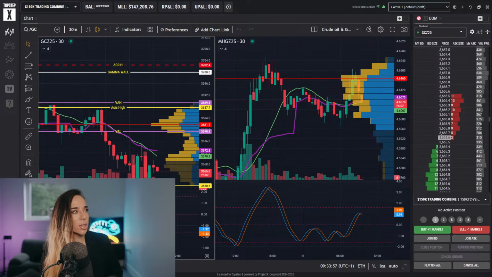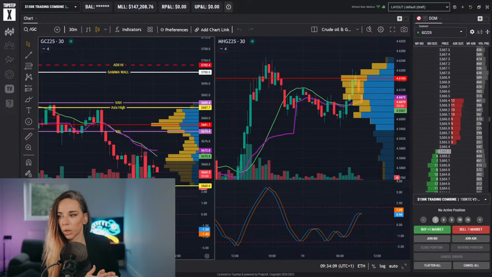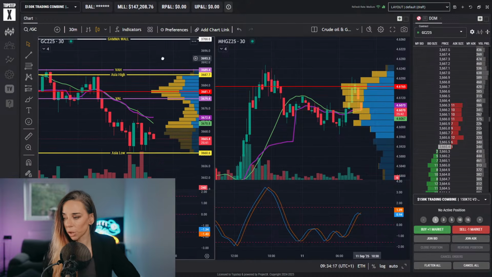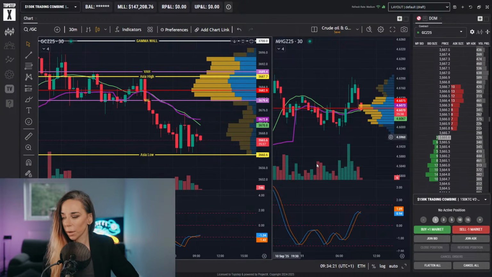All right, let's have a look at what we have today. I am still working on some of my algorithms, so something that I'm trying to do today is to combine about 3 different strategies on copper and on gold. But before we get into that, why don't we have a look at the levels and how Asia has traded, because that is always where I start my day.